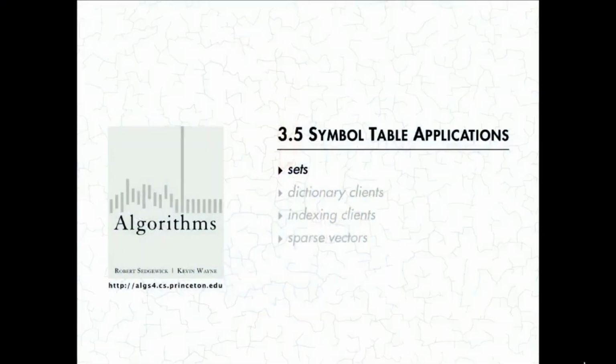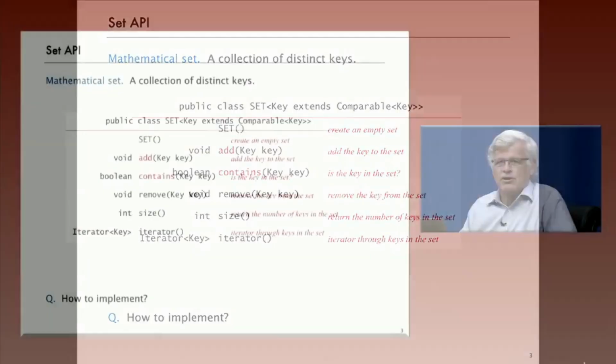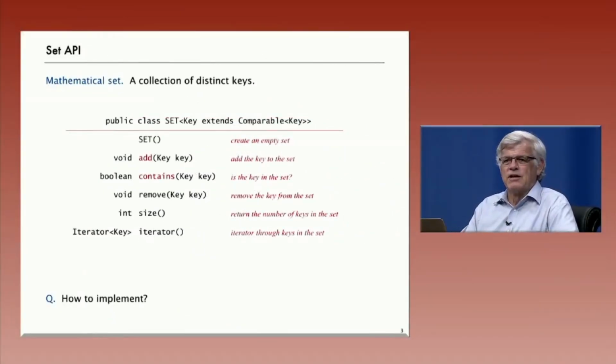Welcome back. Today we're going to look at some symbol table applications to give you some idea of how symbol tables might be used by client programs for practical problems. First one we'll look at seems even simpler than regular symbol tables, and that's about sets. A mathematical set is just a collection of distinct keys. There's plenty of applications where we want to just be able to implement this really simple API.